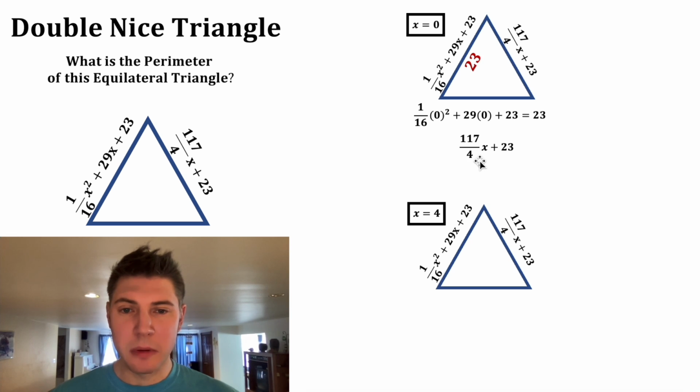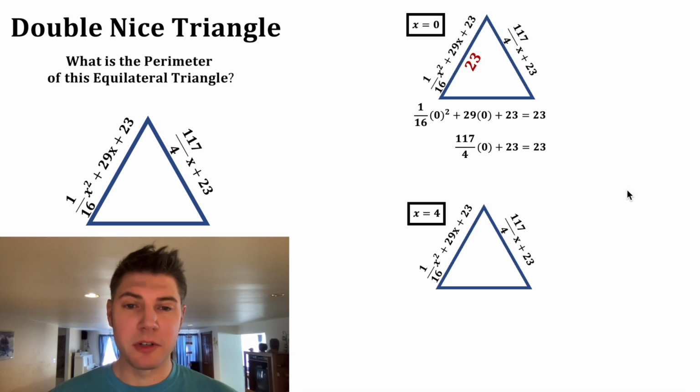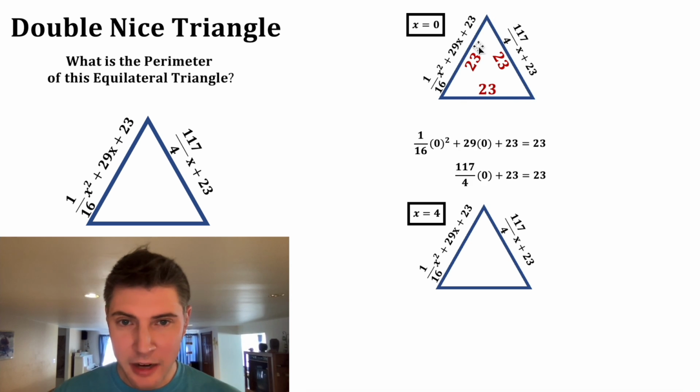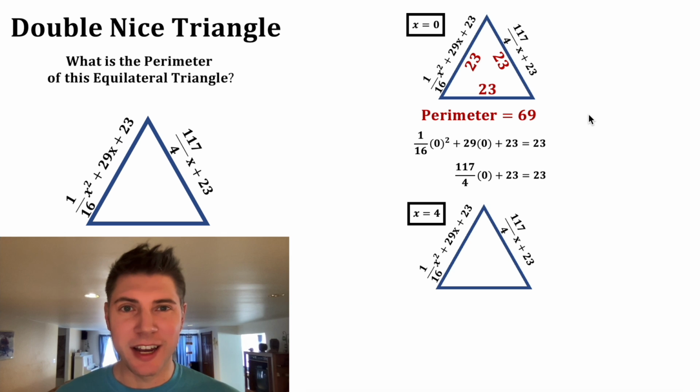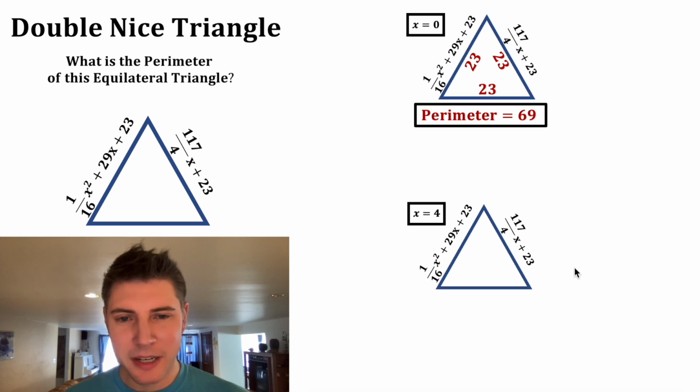Same thing for this one. When we plug in 0 for x, that's going to disappear, which just gives us 23. So this side is 23. And since it is an equilateral triangle, this side will also be 23. And then after we add up all these sides, we get a perimeter of 69. Nice. Let's clean things up a little bit and let's look down here.